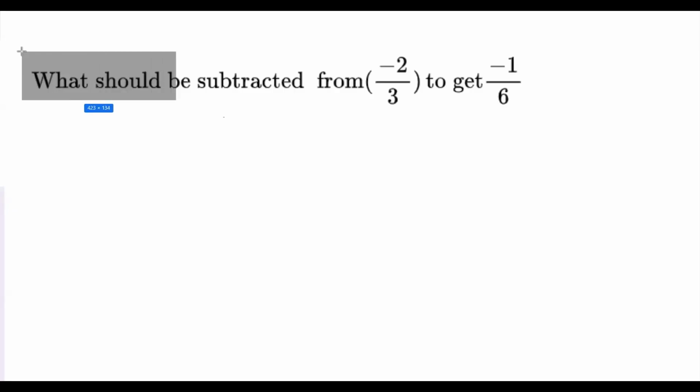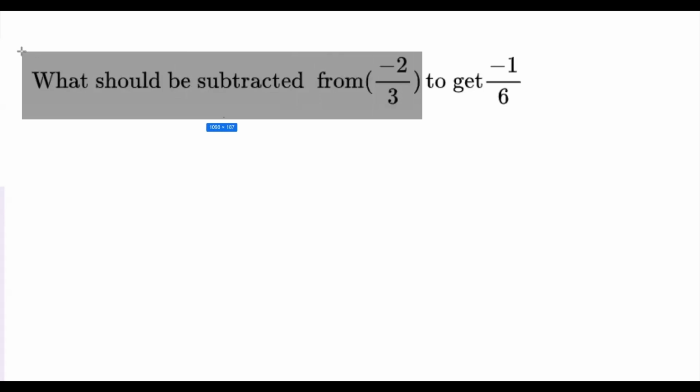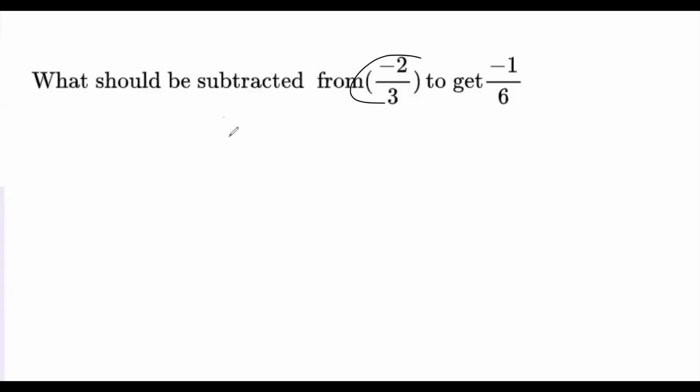The next question says, what should be subtracted from negative 2 by 3 to get negative 1 over 6? So the question is, what should be subtracted from this? If I consider this any number, say x, let's say x is subtracted. You see, I'm subtracting x from this number, and that results to give you negative 1 over 6. So we have to determine the value of this x and not negative x.